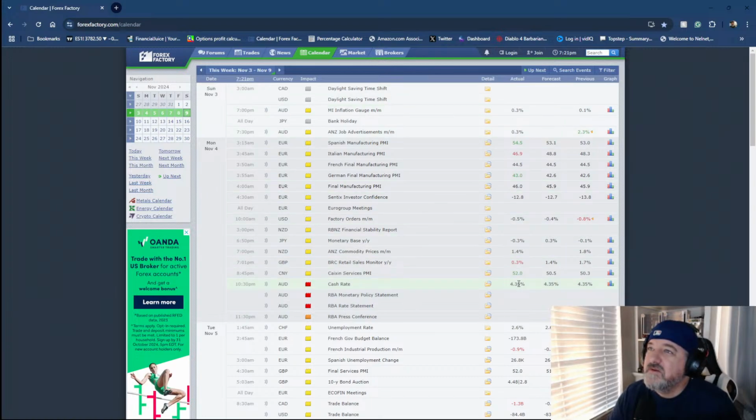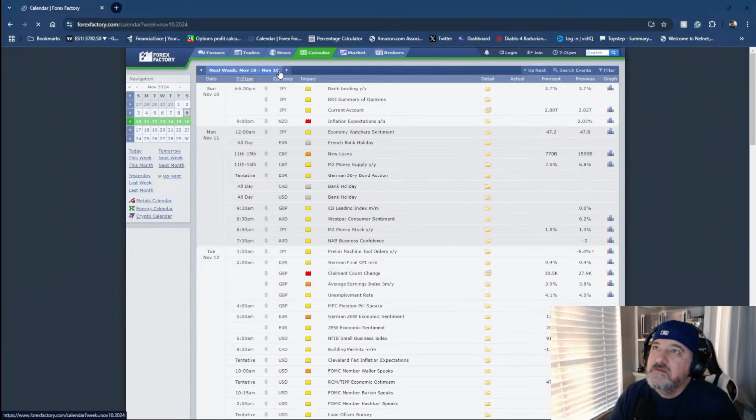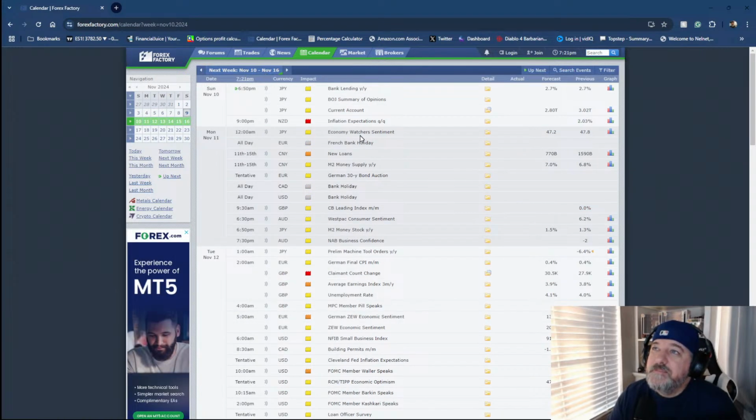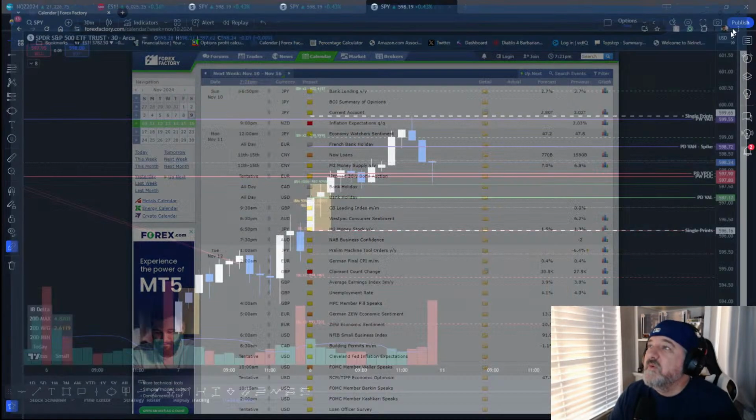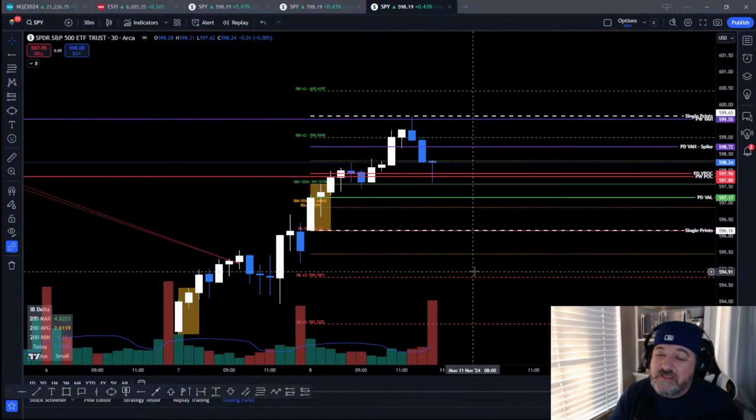Oh wait, is this actually? This has already happened. This is last week. Let's move forward. Yeah, nothing significant really on Monday. This is saying the 11th through the 15th, new loans. Since this is happening over the course of four days, it's not going to affect too much. Not a whole lot of news tomorrow. But we still have the presidential election news, which is probably just going to keep pushing price higher, I would guess. But you have to play whatever they give us.